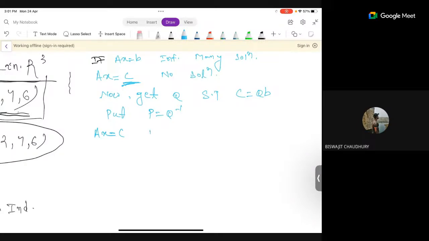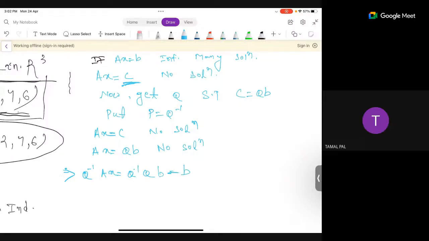Yeah, AX equal to C has no solution, it is given. Now, what about AX equal to QB? It will have no solution. That means, now just multiply Q inverse on both sides: Q inverse AX equal to Q inverse QB, that means equal to B. So it will also have no solution. Then PAX equal to B will have no solution. Right?